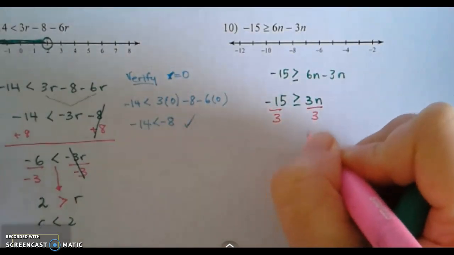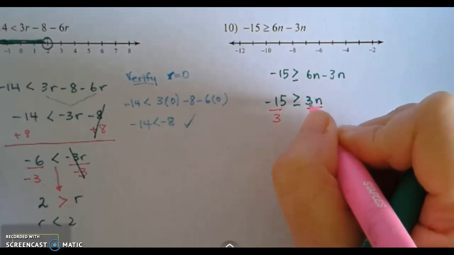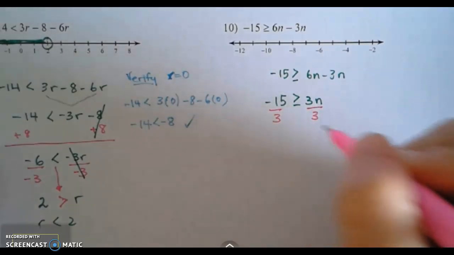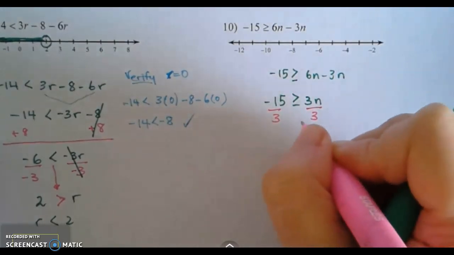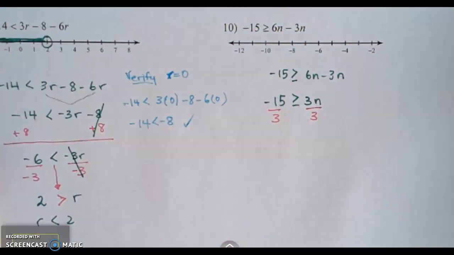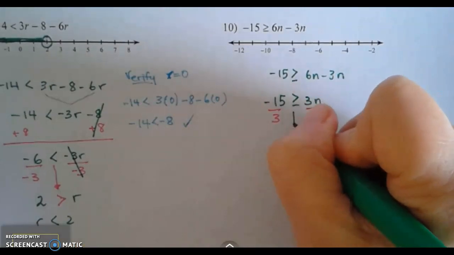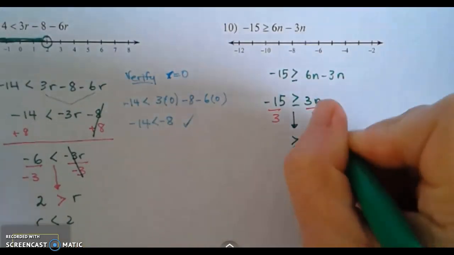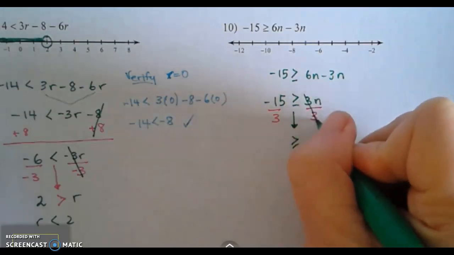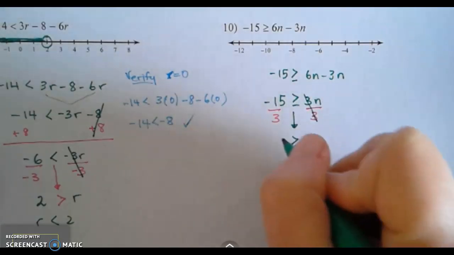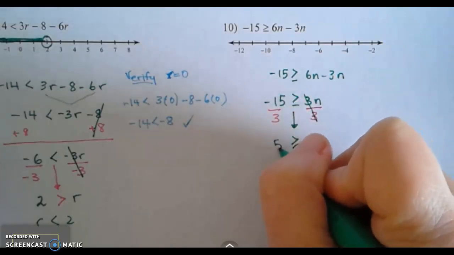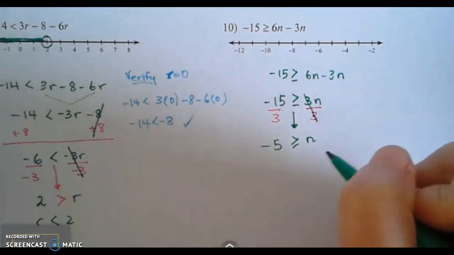Now, do I need to flip the inequality? No, because I'm dividing by a positive number. If I'm multiplying or dividing by a positive number, the inequality symbol remains. It's preserved. You do not flip it. And 3 divided by 3 is going to be 1. So you're just left with n on the right hand side. 15 divided by 3 is 5. Negative divided by positive is negative.